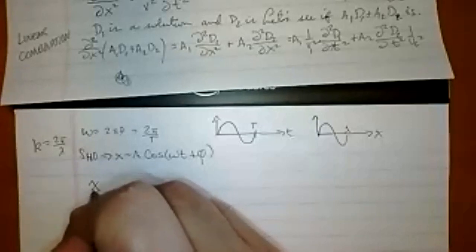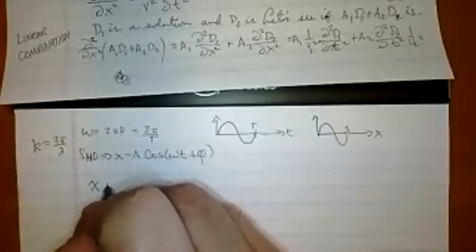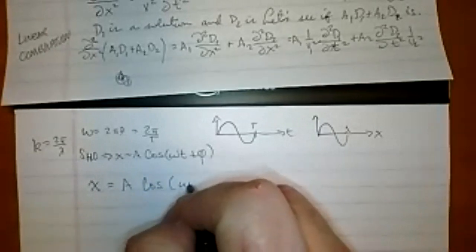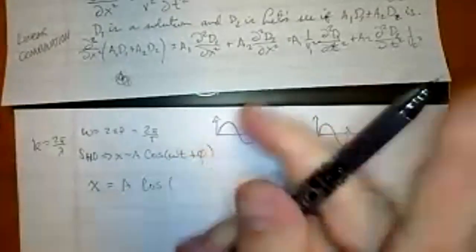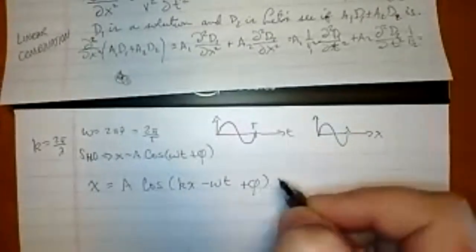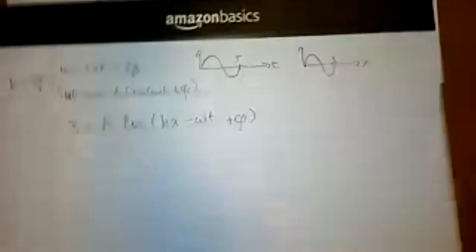We're going to say x, the answer to the wave equation, is some constant A times the cosine of omega. Well, actually, let me put it in a different order. I'm going to do k times x minus omega t, and then I'm going to add a phi to it. So that turns out to be exactly the solution.